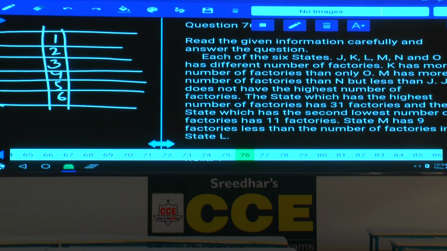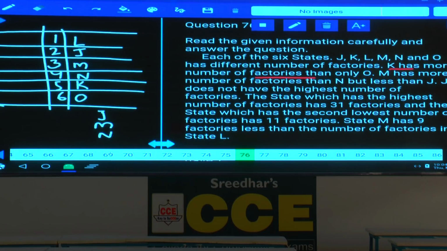Then K has more number of factories than only O. That means K is having more than only O, but does not have more than any of the remaining 4. Hence K must be at the 5th place. M has more number of factories than N. M is having more than N, but lesser than J. J, M, N. J does not have the highest number of factories. Hence J, this is M, N.